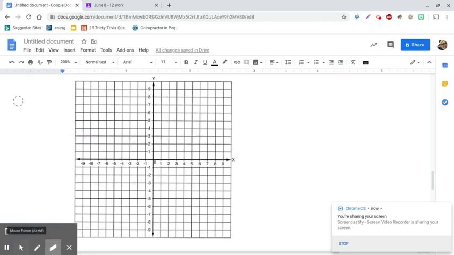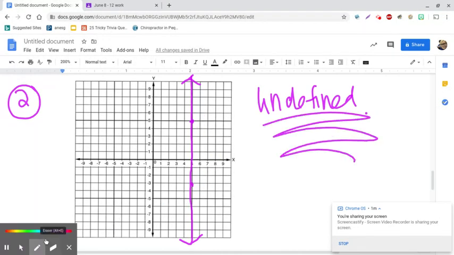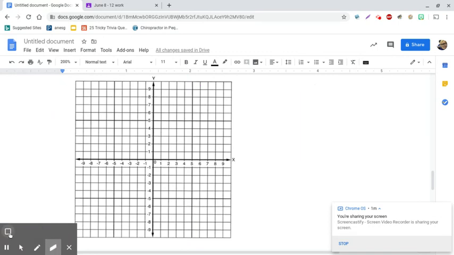Number two is going to be a vertical line. Now, if I asked you, what's the slope of this line? Right as you see it, undefined. From this point to this point, you're not going over, you're just going up and down. So, undefined. Now that we got those two out of the way, let's try another one.